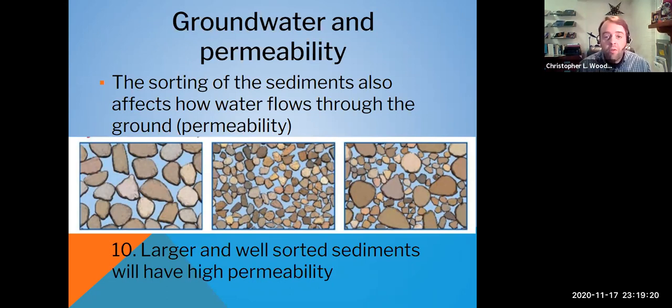So larger and well-sorted have a high permeability. Smaller sediments and or poorly sorted sediments is going to have a low permeability. If you think of clay, clay is such small particles that the water is not going to be able to move through very quickly. So it has a low permeability. If you were to mix that clay with a bunch of gravel, again, the clay is going to fill in all those empty spots. And so it as well is going to have a very low permeability. Water is not going to be able to move through very rapidly.